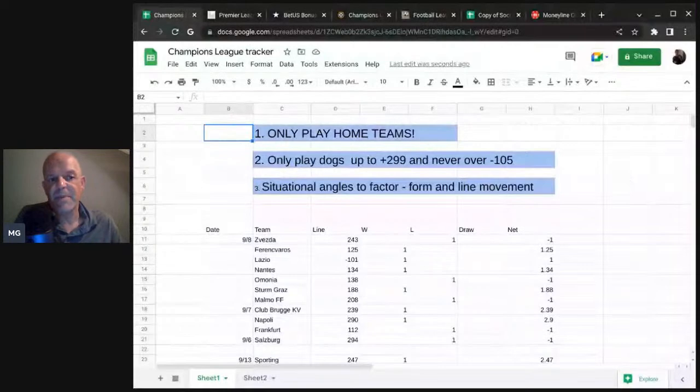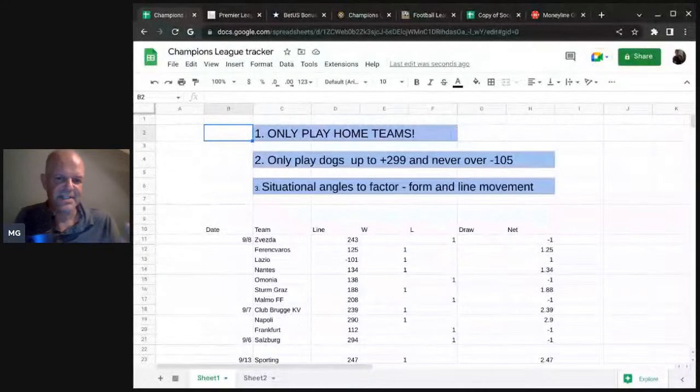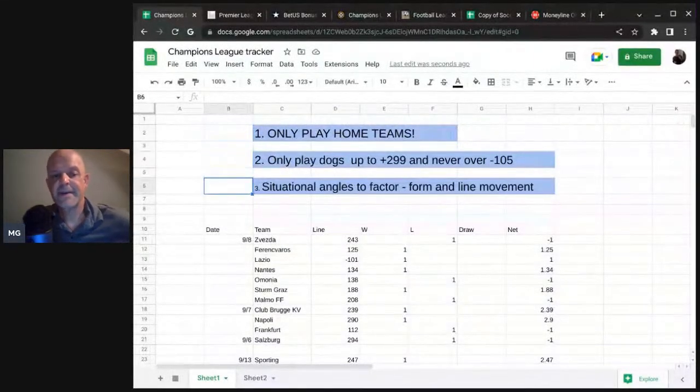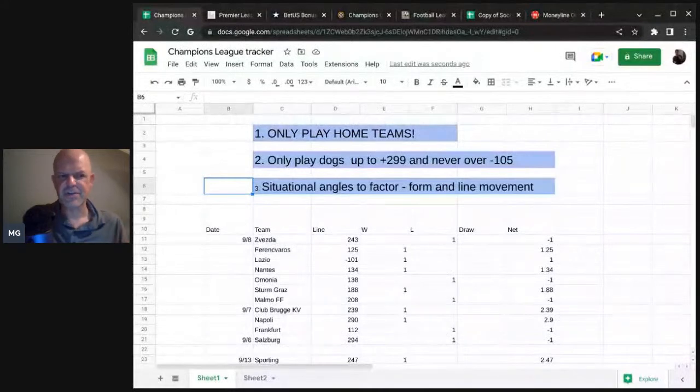Again, you could probably experiment with that criteria, meaning you could go up to minus 110. Maybe you only go up to, say, plus 270, plus 280. You could back test to see what works. And again, some situational angles to factor in. Is the team in good form? Maybe they've lost 3 in a row, or maybe the line moves hard against you. You could test that in there as well. So that's the Champions League soccer.